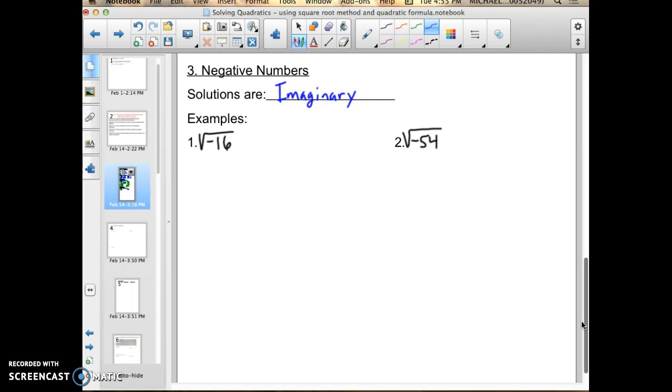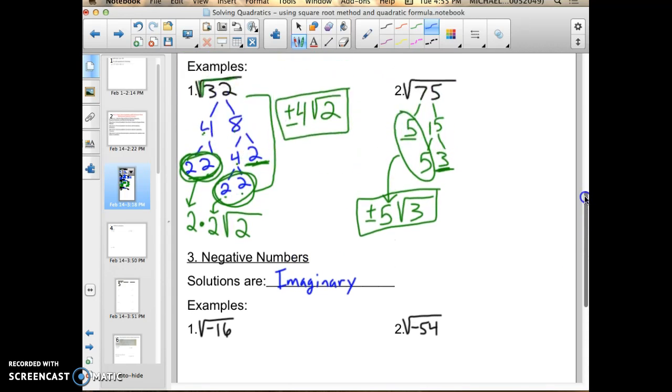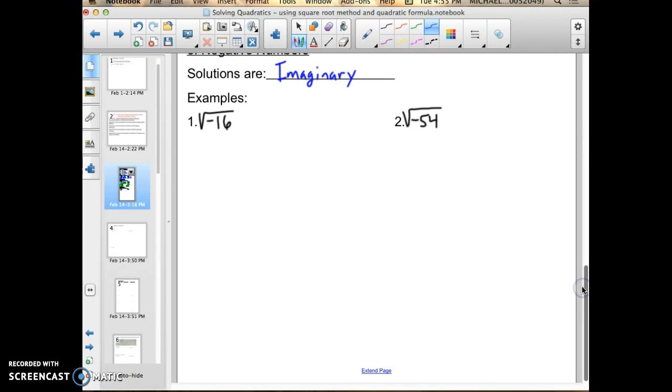So if you look at example 1, one big thing, if I was going to try to simplify or solve this radical, is that there is a negative on the inside of the radical. In the examples we've been doing before, there have been no negatives. Like if you look at 32, there's no negative there, there's no negative here. But there is a negative inside the radical. Now, let's look at the positive version of 16.